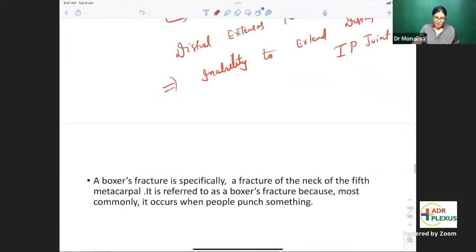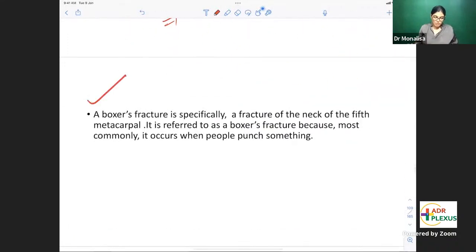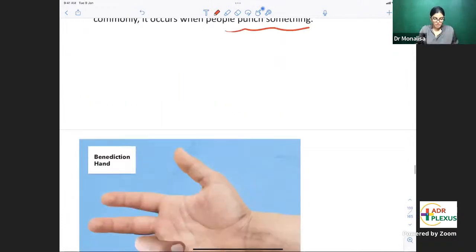Now, Boxer's fracture. When we are talking about Boxer's fracture, it's a fracture of the neck of the fifth metacarpal, which is referred to as Boxer's fracture. Most commonly it is seen in the punching action, so only it is called Boxer's fracture. So Boxer's fracture is not the right answer.